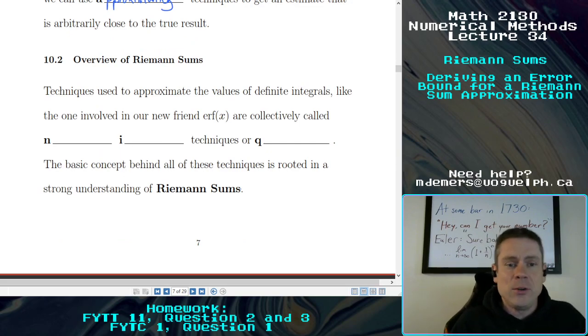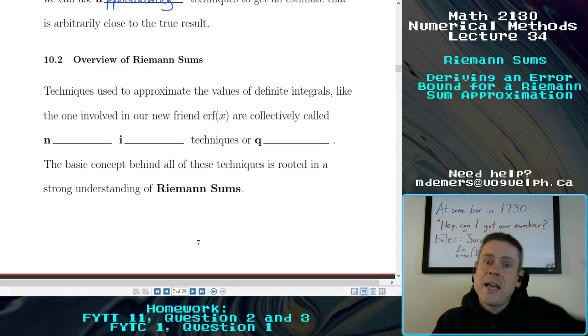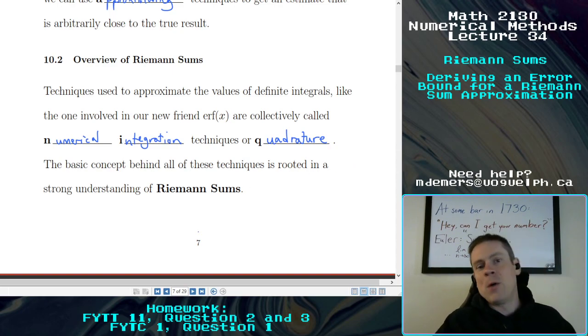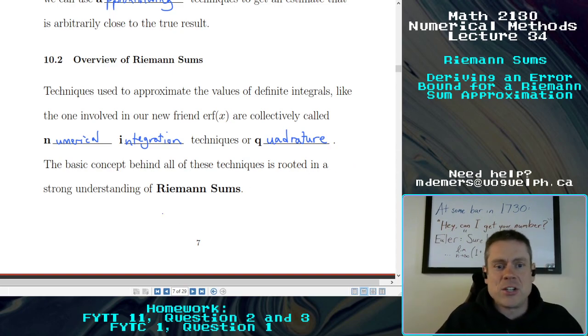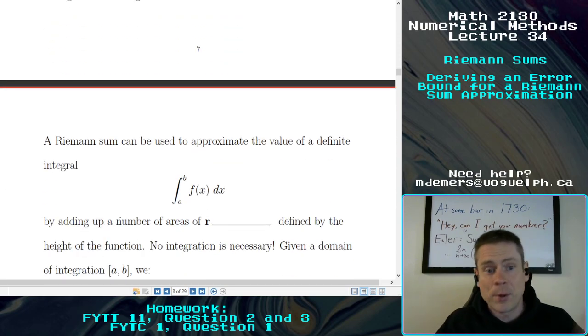So techniques that we might use to approximate values of definite integrals, like this new one that we talked about, this erf of x, this error function, are collectively called numerical integration techniques. So, numerical integration. A little bit of an older fashioned word, but that's still used from time to time, is quadrature, which is basically another way of saying numerical integration. The basic concept behind all of these techniques, the simplest version, is rooted in a strong understanding of Riemann sums, and that's what we're going to start out with today.